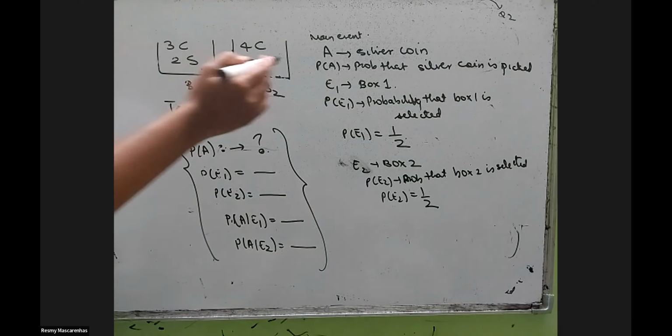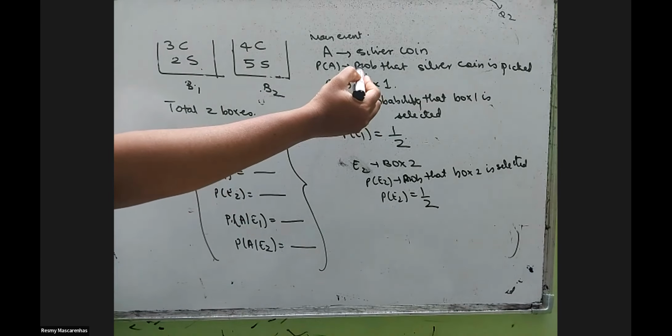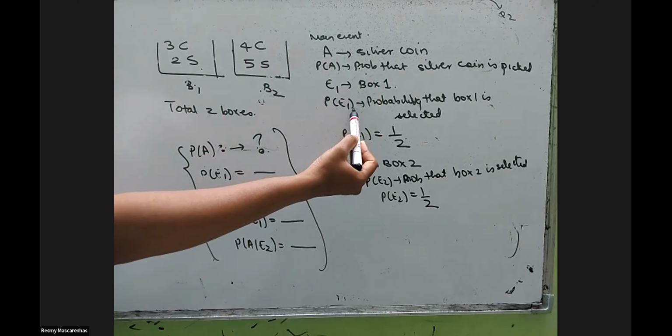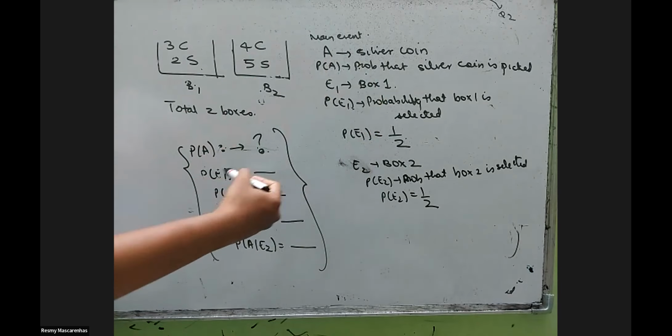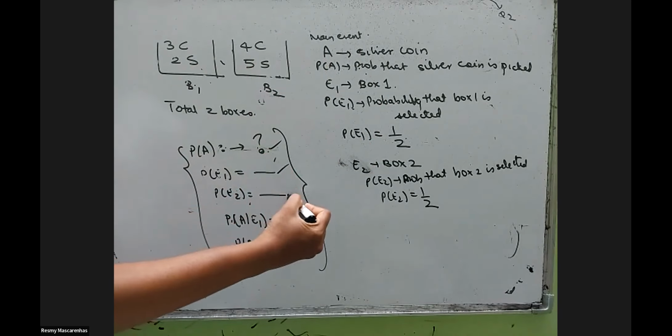So what have we done? We have to find the probability that a silver coin is picked. Next I found out what P of E1 is, that is box 1 is selected, and P of E2, box 2 is selected. This is done. This I did, this I did.